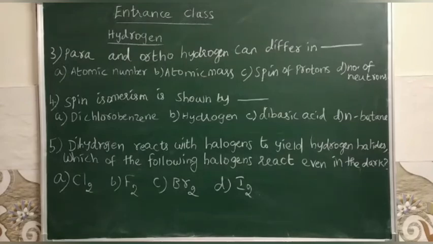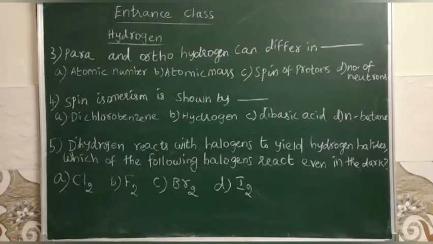Next, fifth question. Dihydrogen reacts with halogens to yield hydrogen halides. Which of the following halogens react even in the dark? Okay. So dihydrogen means H2 reacts with halogens to yield hydrogen halides. So the reactant and product are given. So the question asked is, which of the following halogens react even in the dark?